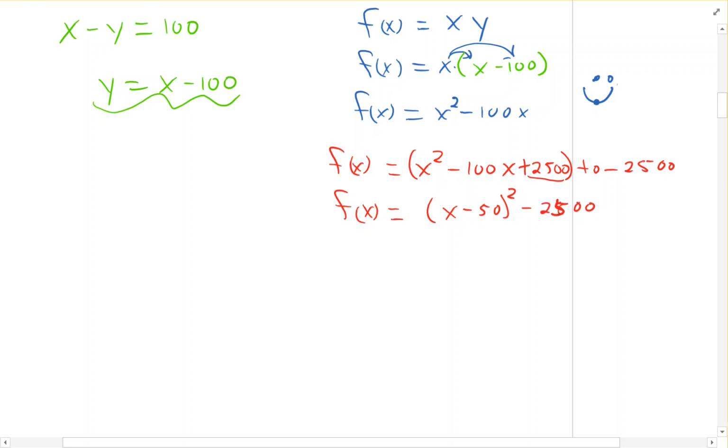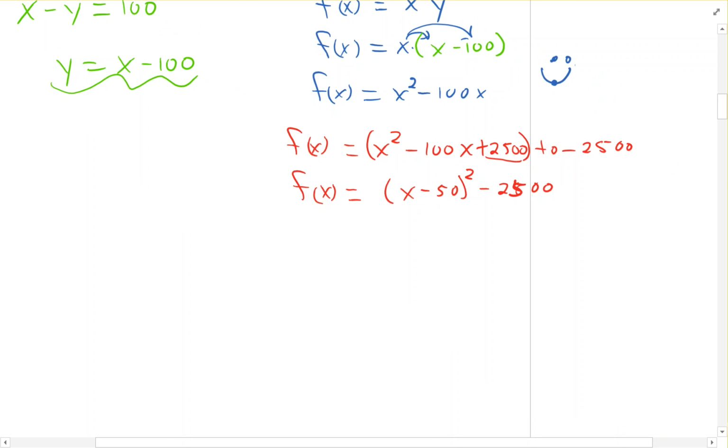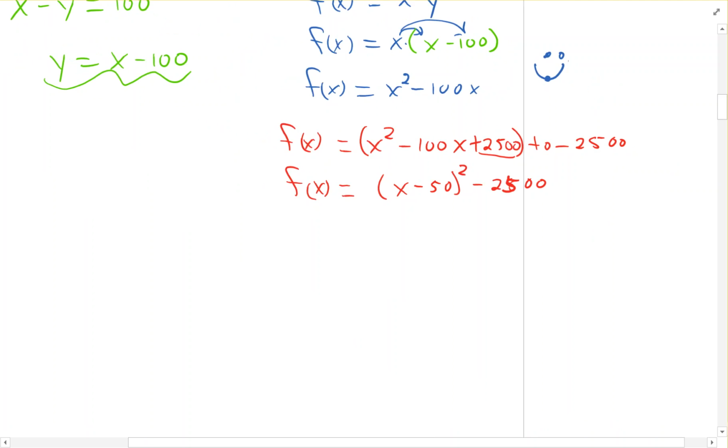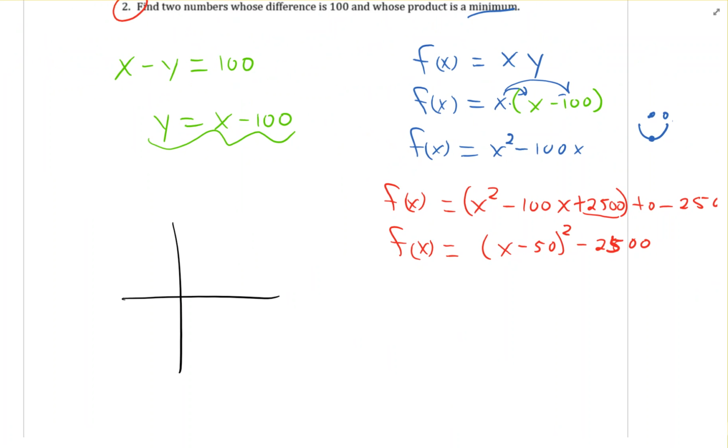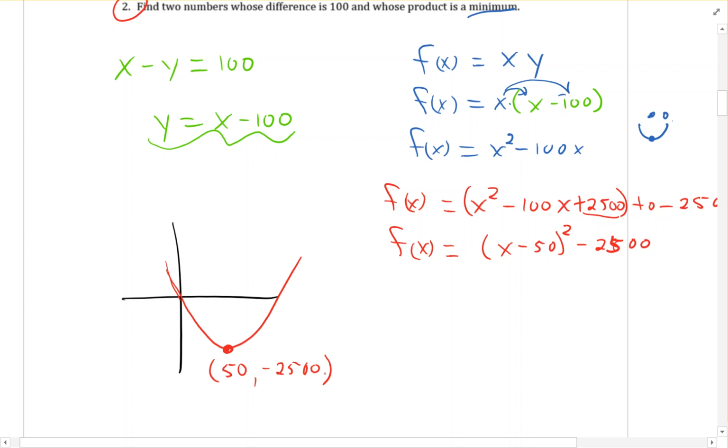So now from this, we can see pretty quickly what our vertex would be. So like I said before, if we sketch this out quick, maybe I'll do it over here. Our graph is going to go something like this, right? And we found the vertex down here. And that vertex was at 50, comma, negative 2,500. So in this case, 50 was my value of x, right? That's what x was here in this case. So I'm just going to write this over here. We'll say x is equal to 50.